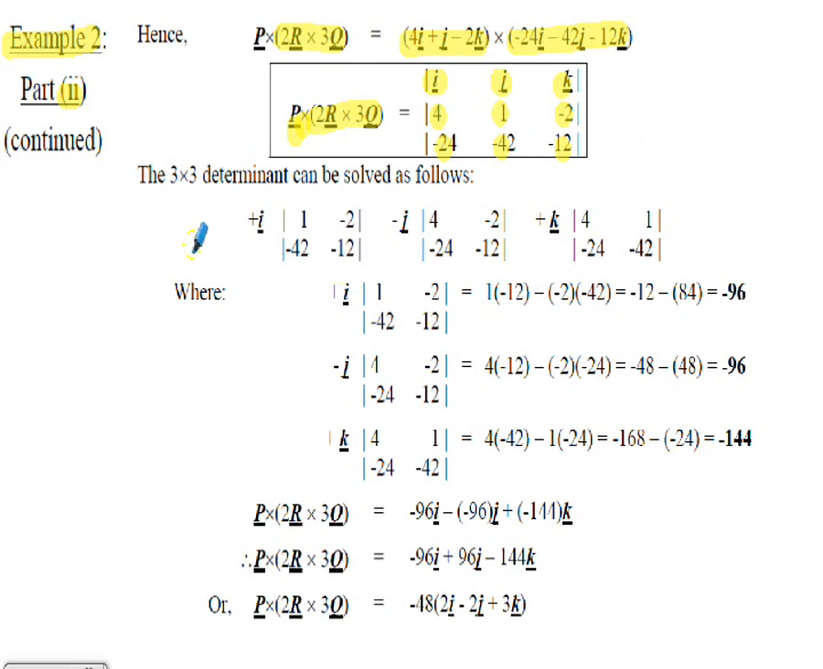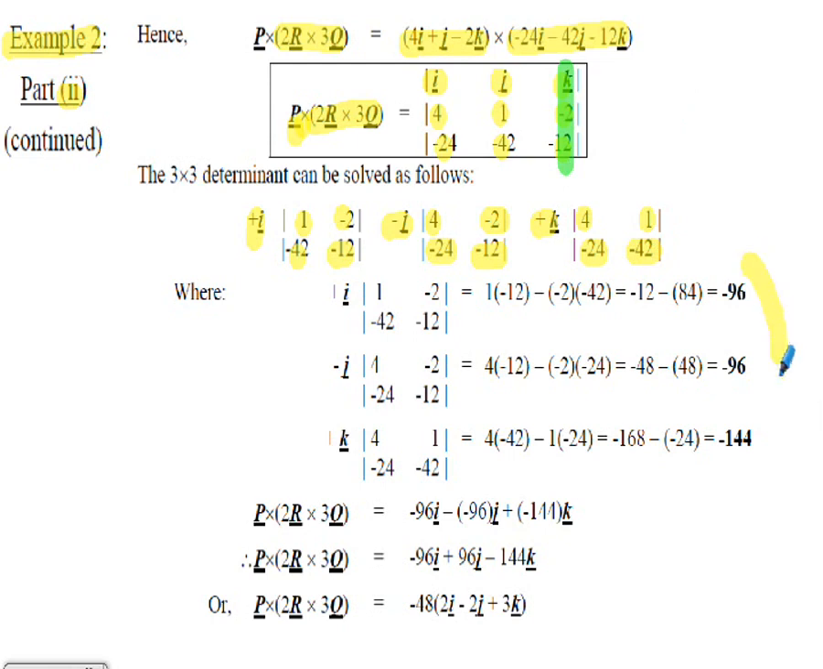So we're going to solve as we did in the previous part of the question. So for the plus i determinant, we've got minus 2, minus 42 and minus 12 coefficients, and again we get that by covering up this column and looking at the coefficients to the right. The minus j coefficients are 4, minus 2, minus 24, minus 12. It's formed by covering up the middle column and looking left and right for the coefficients, and then finally to get the plus k coefficients, that's 4, 1, minus 24 and minus 42 by covering up this column and looking to the left.